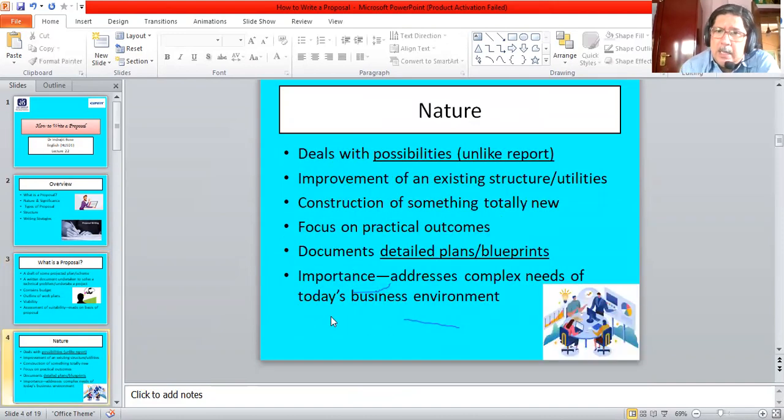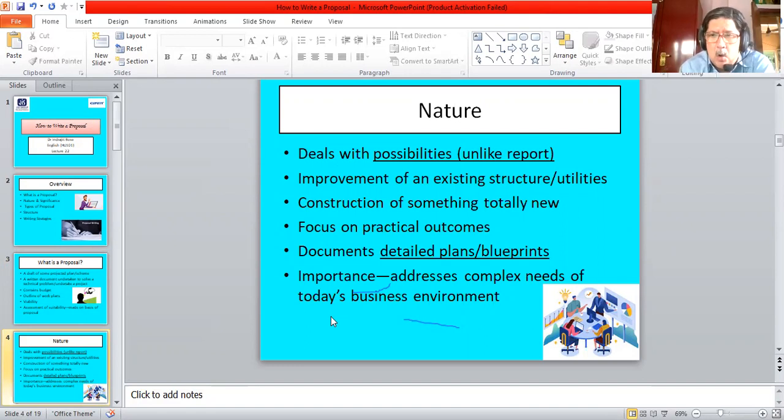Now, to make a basic point of differentiation between the proposal and the report: a report deals with facts or with things that have already happened or taken place, but the proposal deals with things which are yet to materialize, so it considers possibilities.